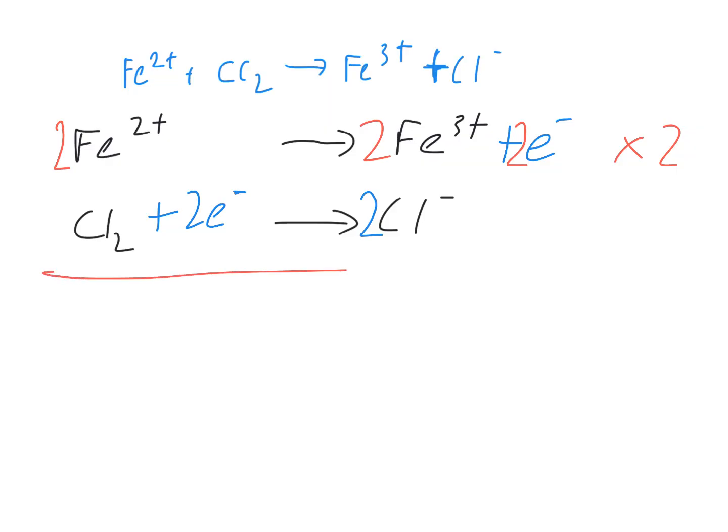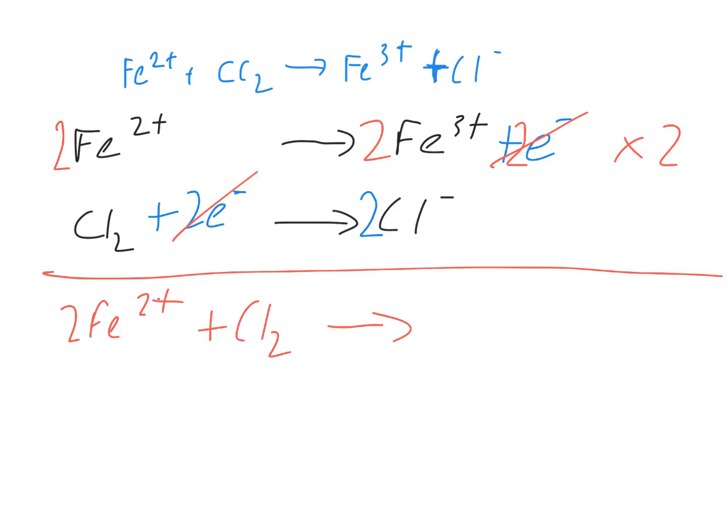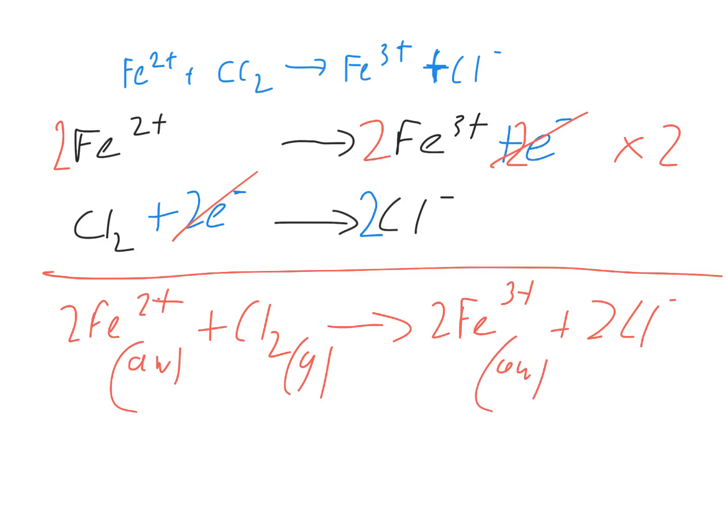And now finally we can combine them together. And when we combine them together, the electrons once again will cancel out. Everything else will be as is. So 2Fe2+ plus Cl2 gives you 2Fe3+ plus 2Cl-. States again, we've got aqueous over there, gas, aqueous, and aqueous.